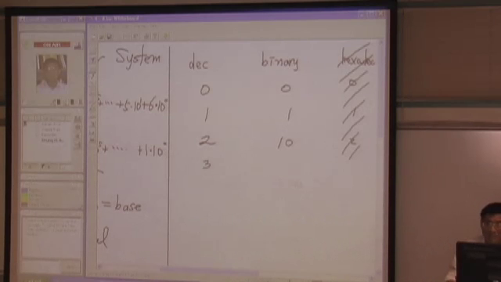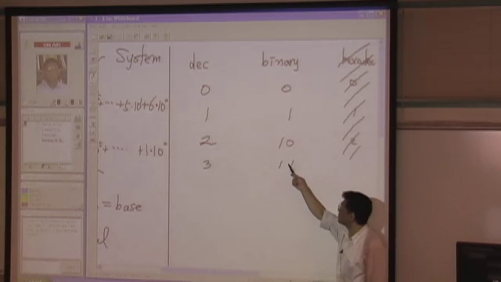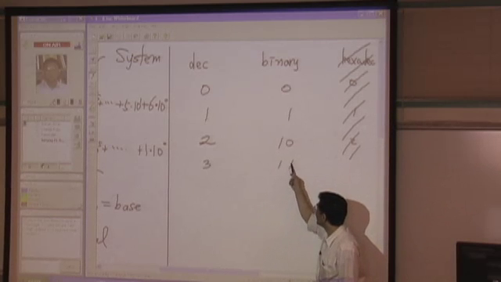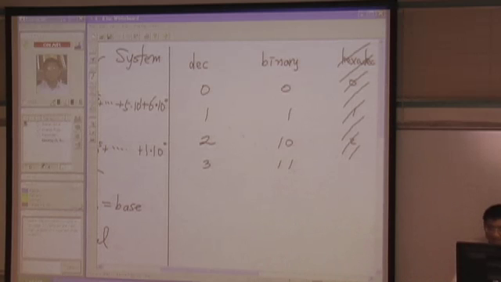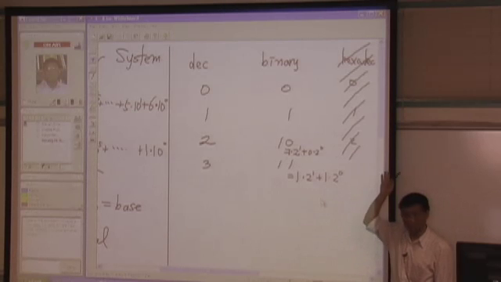And then 3, then what should we do? 1, 1, right? Do you get it? Or not? It is 2 plus 1. This represents 1 times 2 to the power of 1, plus 0 times 2 to the power of 0. Same way, this represents 1 times 2 to the power of 1 plus 1 times 2 to the power of 0. Do you get it? I will be slow here, so if you don't get it, ask me.